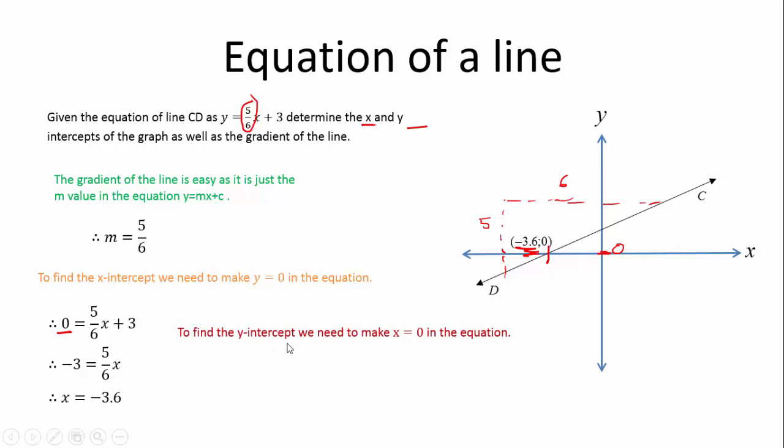To find the y-intercept, we need to make x equal to 0. That's because on this line here, x is equal to 0 over here. So we can figure out what this y is. So we make x equal to 0, and then we can simply see that y is equal to 3.